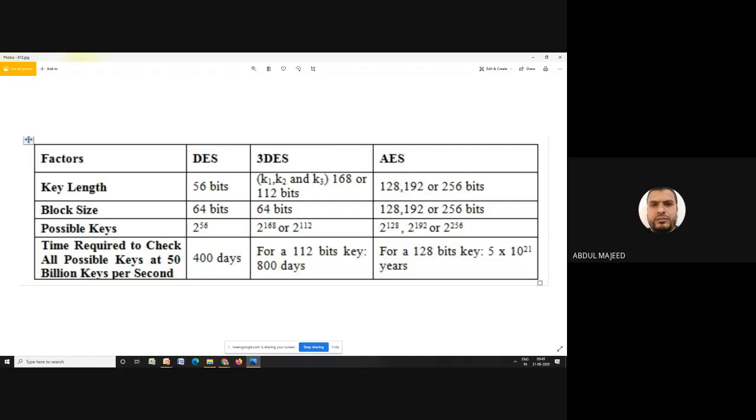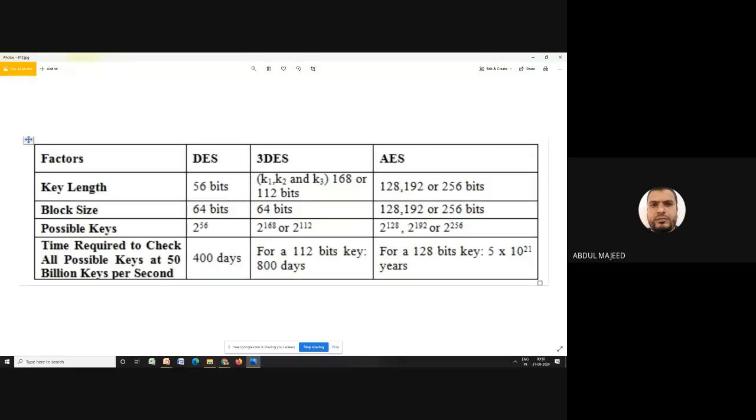Here K1 and K3 you can take the same. In total three keys are there, and it is the DES algorithm applied three times. This is also an example of symmetric key, so the same key can be used for the encryption. Either you take all three keys different, or you take K1 and K3 as the same key, then the size will be 112 bit.